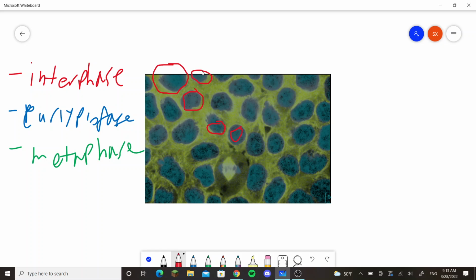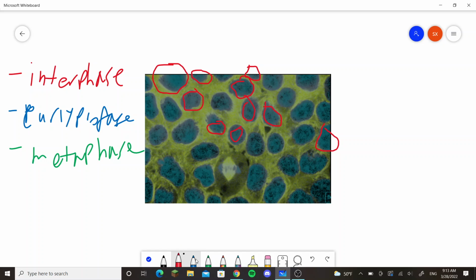There's one up here that's hiding a bit, one up there, and everything else. We can argue that this one is still interphase. It's just beginning to break down, and this one as well, and this one, along with this one. So those are all the ones that are still in interphase.